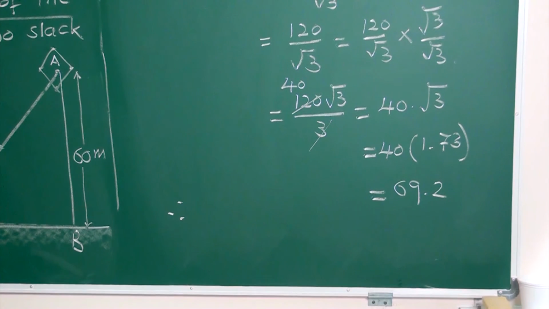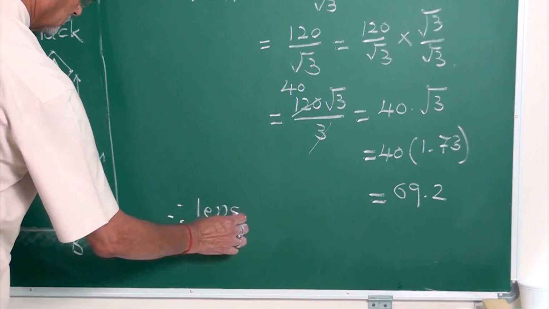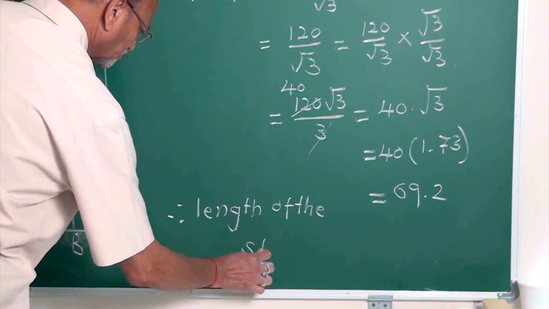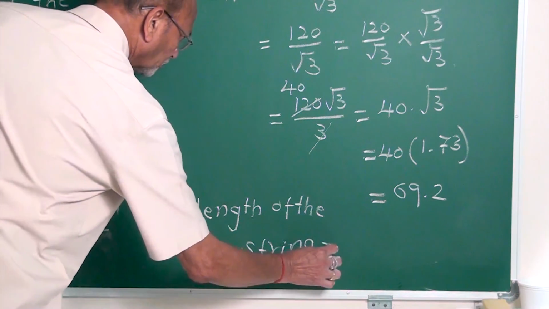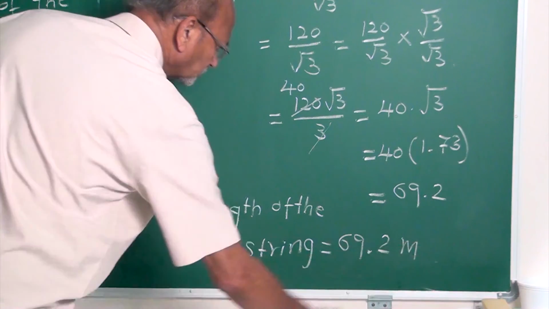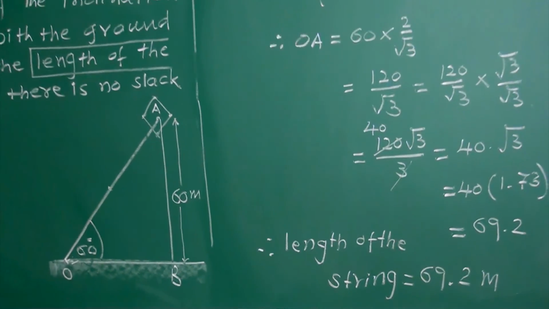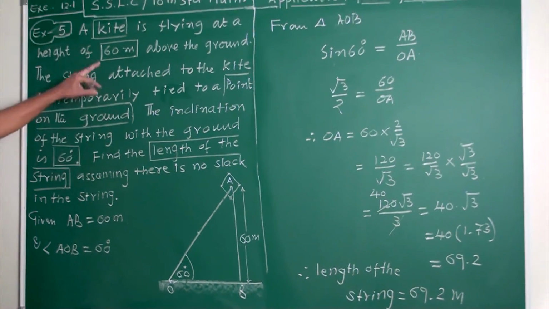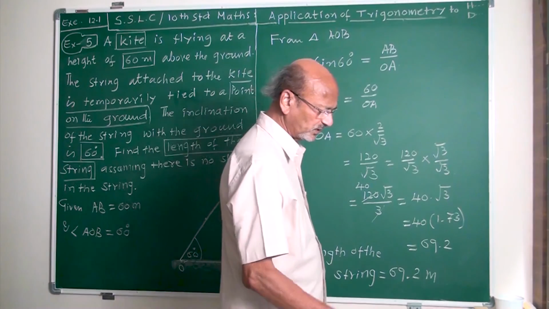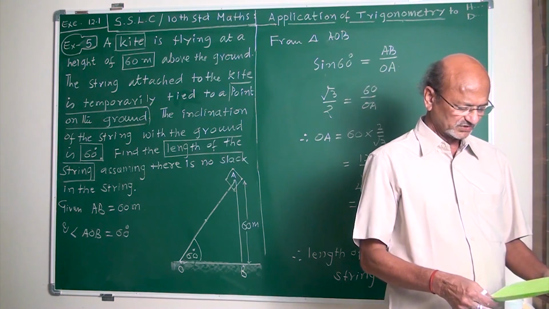Therefore, my friend, the length of the string equals 69.2 meters. It is a good question, a simple example. Sometimes they may give this example because the students will get confused in the statement itself. But it is quite simple. Yes, copy it, my friends. Lastly, I will explain this once again.